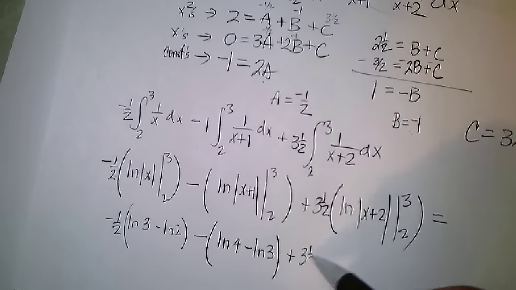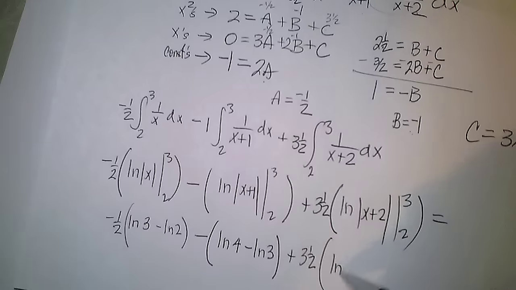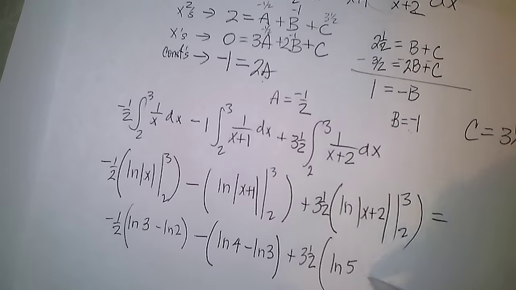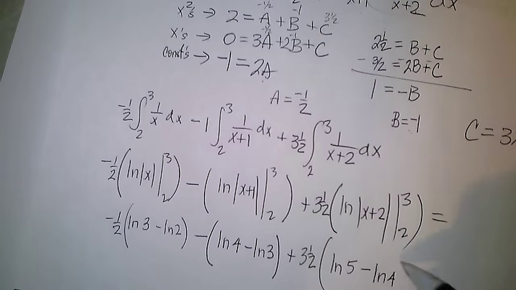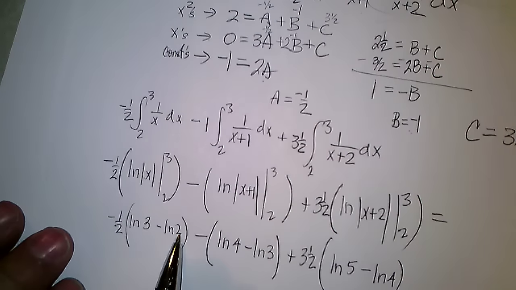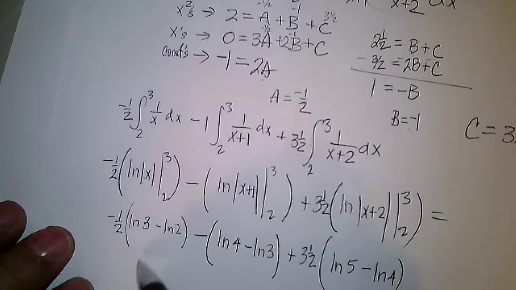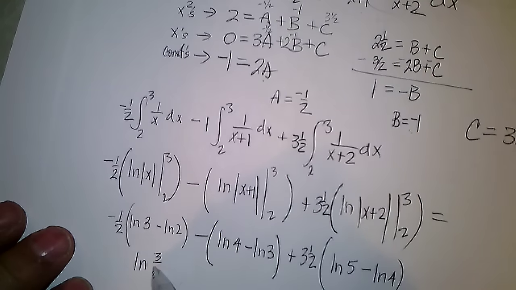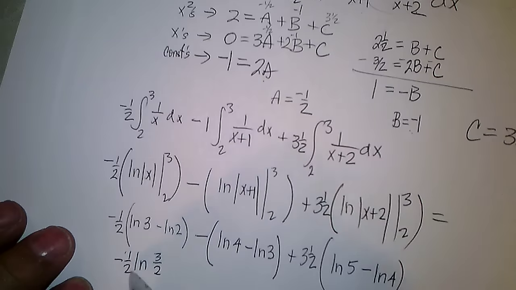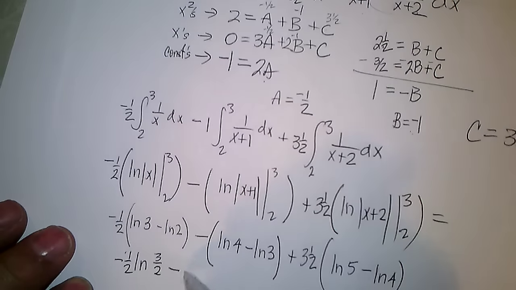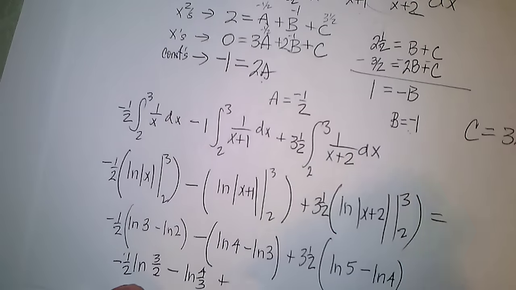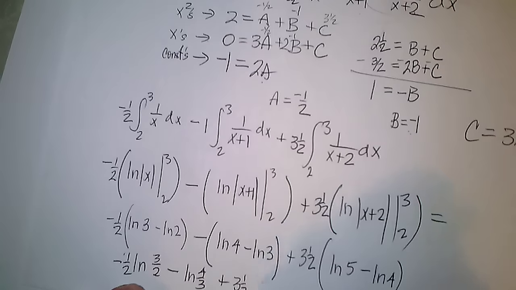Plus 3.5 of ln 5 minus ln 4. And just to clean it up a little bit, when logs are subtracted, that's just the division, so that's ln of 3 halves minus ln of 4 thirds plus 3.5 ln of 5 fourths.